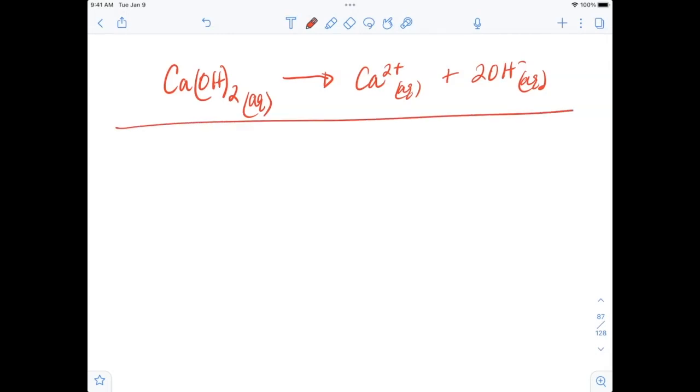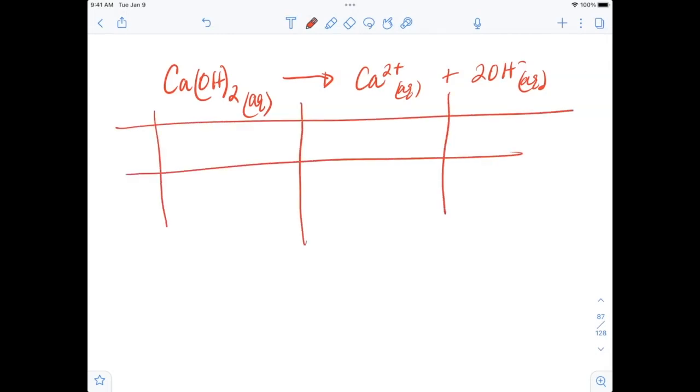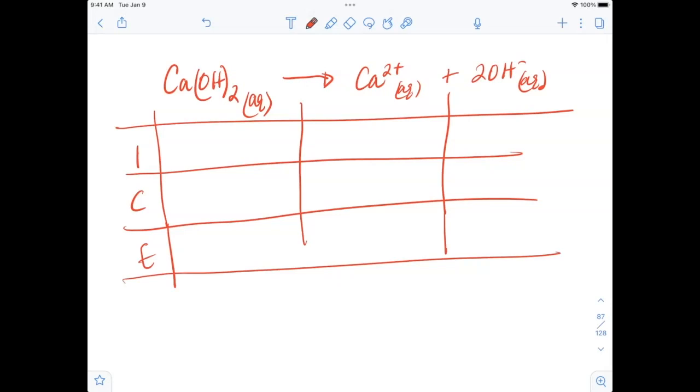Okay. So just like we did before, you want to go ahead and do the initial change equilibrium.